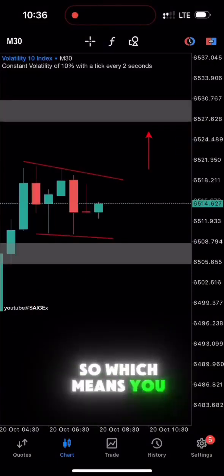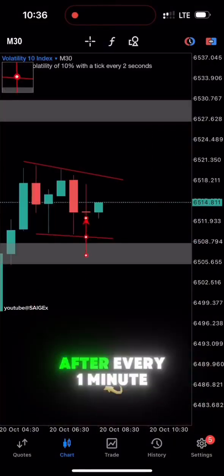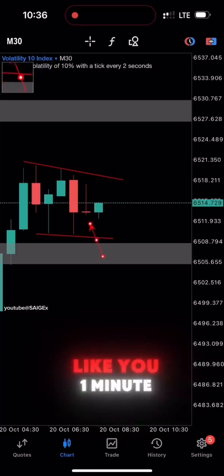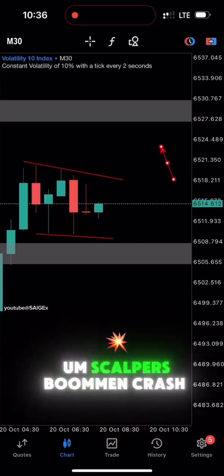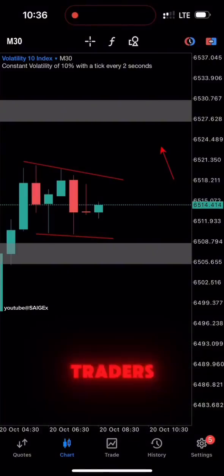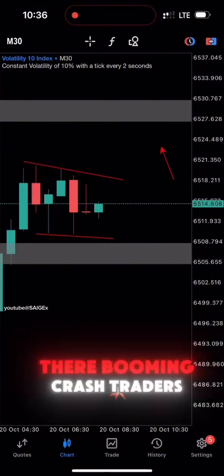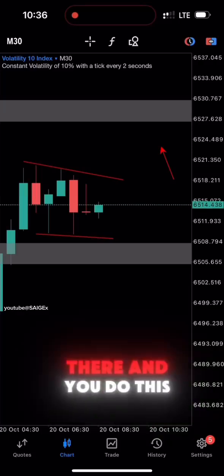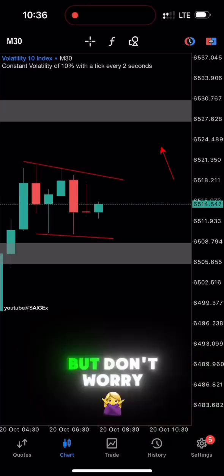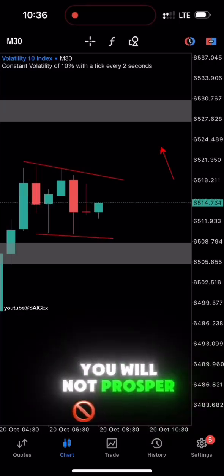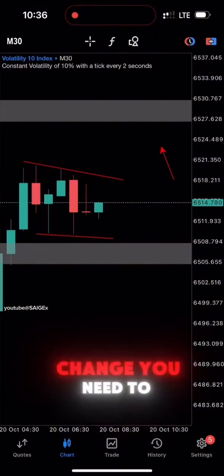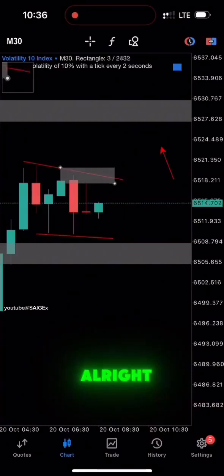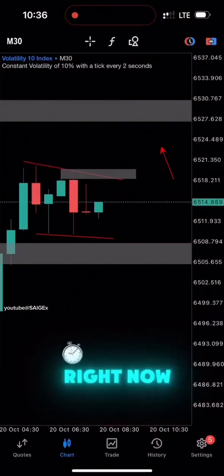So which means you will not keep checking the trade after every 1 minute, like you 1 minute scalpers, the boom and crash traders. I know you are there, the boom and crash traders. I know you are there. And you do this a lot, but don't worry, you will not prosper if you keep doing this. So you need to change. You need to trade like this. All right, you need to follow what I'm telling you right now.